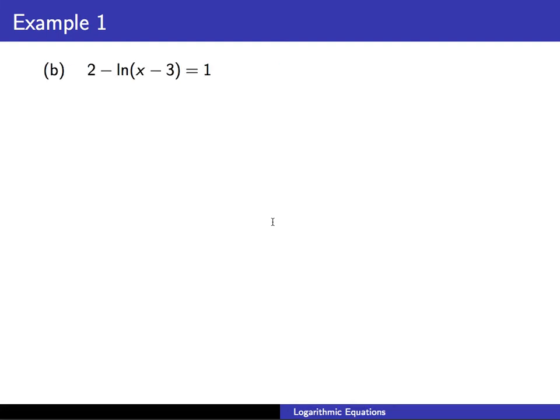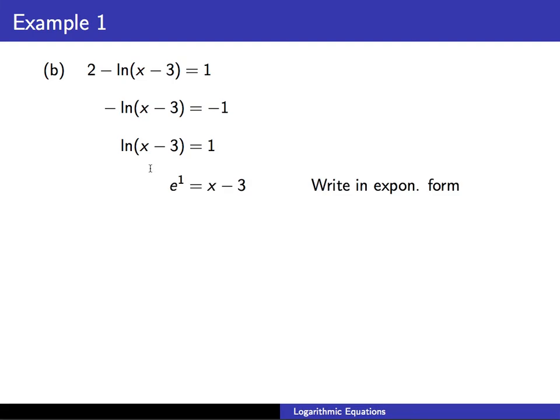All right, example B, we have 2 minus the natural log of x minus 3 equals 1. So let's start by getting this natural log by itself. We've got a 2 out in front that we need to get rid of, so we'll subtract 2 from both sides. We get negative natural log of x minus 3 equals negative 1. The natural log is being multiplied by negative 1, so if we divide both sides by negative 1, we get the natural log of x minus 3 equals 1. And we can rewrite this in exponential form. Remember, the base of the natural logarithm is e, so we have e to the first power equals x minus 3. And adding 3 to both sides, we get x equals e plus 3.